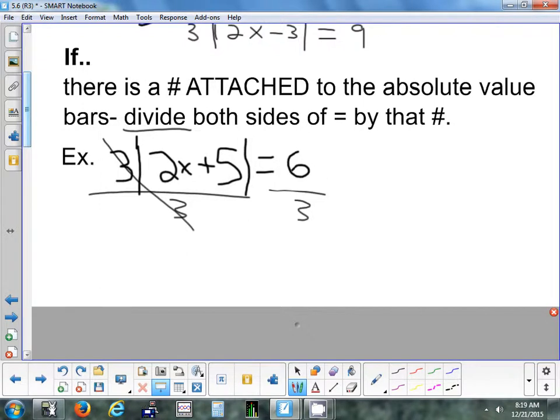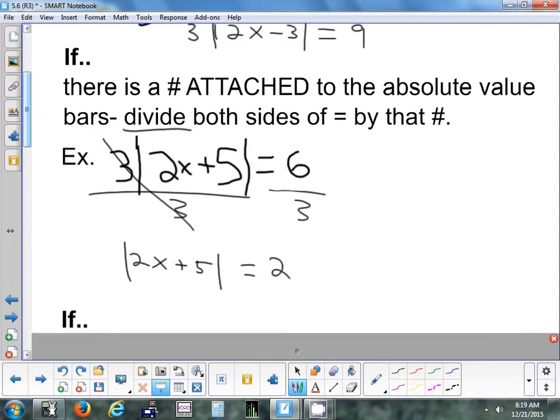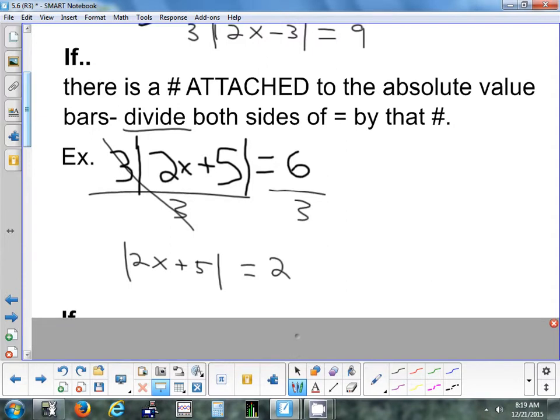Sam, what's on the left-hand side now? Anything else? There's something up above that should still be down below on the left. The bars, yeah. Okay, we didn't do anything to get rid of those bars yet. That's going to be step 2. But we did get rid of the 3. And Gabe, what's 6 divided by 3? 2. Okay. Now this problem would be ready for step 2.